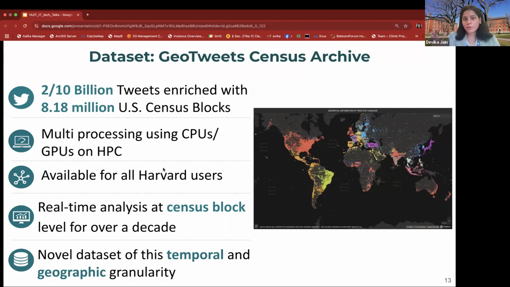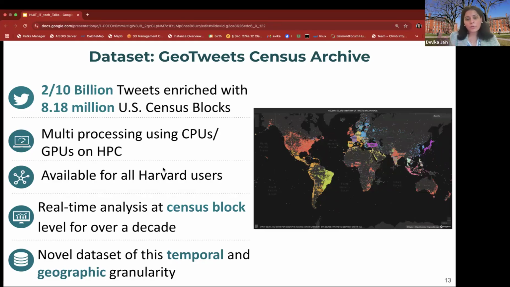If you are doing research on social media data sets, this could be a good one for you to look into. To enable researchers to do very granular analysis of this data set, we enriched it for the United States with census block IDs. This was actually for a project from our colleagues at the Department of Government. They wanted to analyze voting behavior using the GeoTweets. They wanted to link it with the voter file, and to link it with the voter file, we need to enrich it with census blocks so that we know which tweet is coming from where.